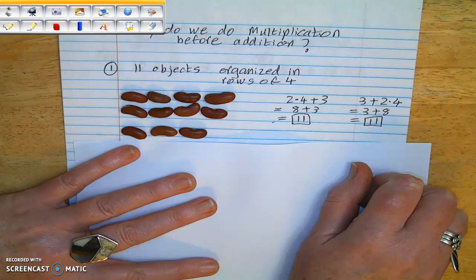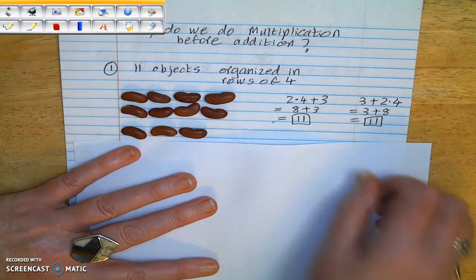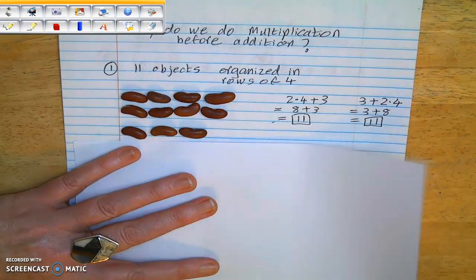If you, by mistake, were to add the 3 and the 4 first and then multiply by 2, you would get 14, which is incorrect. So multiplying before you add. And the same when you've got 3 plus 2 times 4, do not add the 3 and the 2. You need to multiply the 2 times the 4 first.